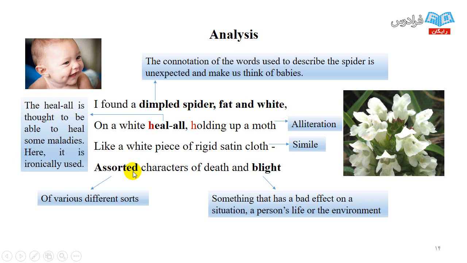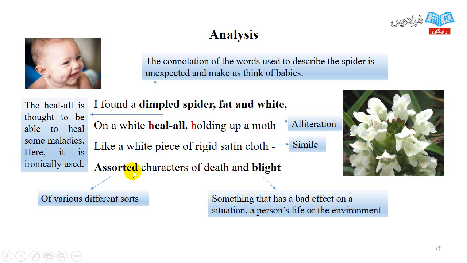The spider is the killer, the moth is the killed, and the flower is the murder scene. The irony is that the death of the moth cannot be stopped by the halo, which, as its name suggests, should heal everything. Another point here is that white usually connotes purity and innocence.